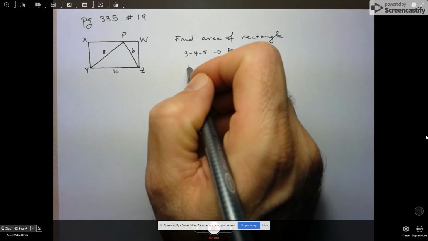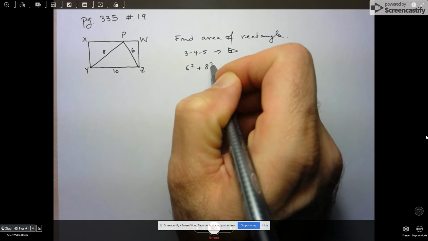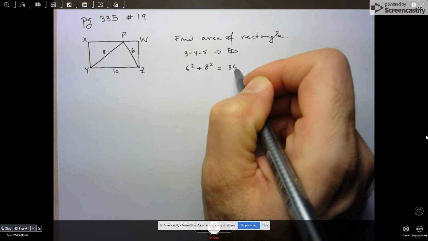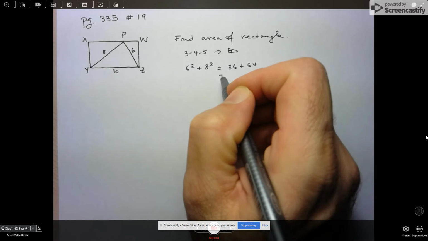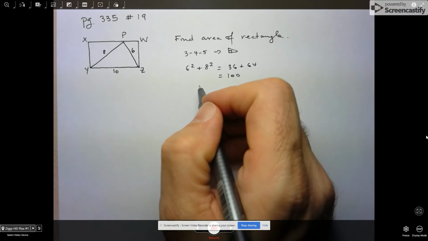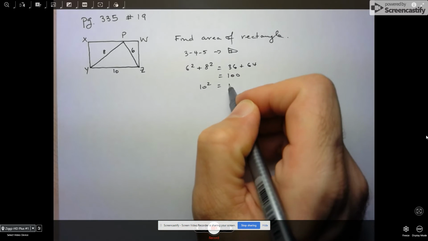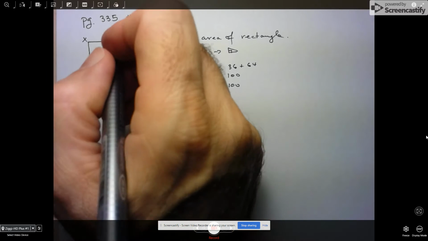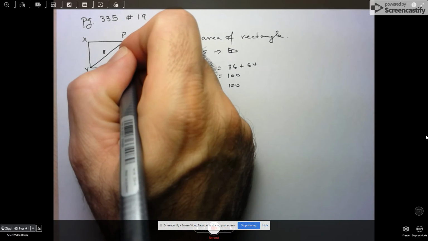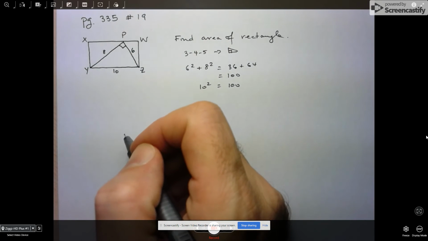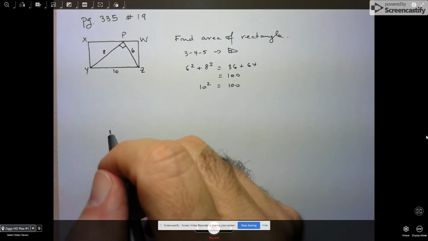And in fact, if you show 6 squared plus 8 squared, what do we get? 36 plus 64, which is equal to 100. And then, of course, 10 squared is also equal to 100. So what we've confirmed now is that this is a right angle triangle. Now, the question is why is that of any importance to us?